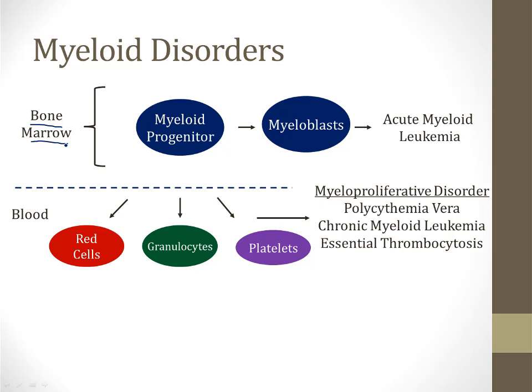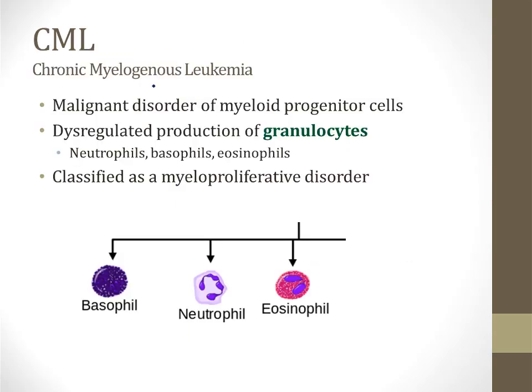If the myeloid progenitor cell that becomes malignant overproduces red cells, that will lead to the disorder polycythemia vera. If the myeloid progenitor cell becomes malignant and overproduces platelets, that leads to essential thrombocytosis. If the myeloid progenitor cell becomes malignant and overproduces granulocytes, granulocytes are a type of white blood cell, and therefore this particular subtype of myeloproliferative disorder is a form of leukemia, and that's called chronic myeloid leukemia. It is a subtype of myeloproliferative disorders. So CML is chronic myeloid or chronic myelogenous leukemia. It is a malignant disorder of myeloid progenitor cells, and it leads to the dysregulated production of granulocytes.